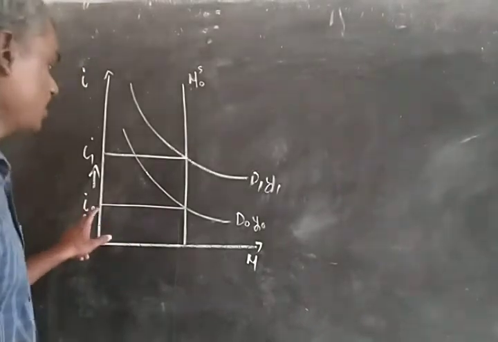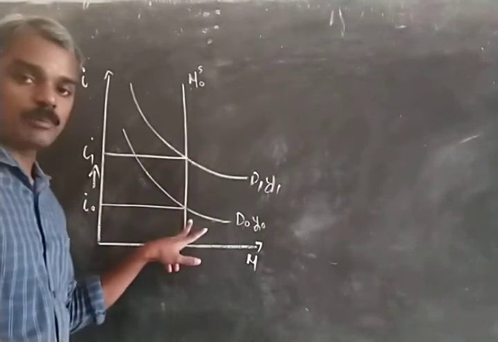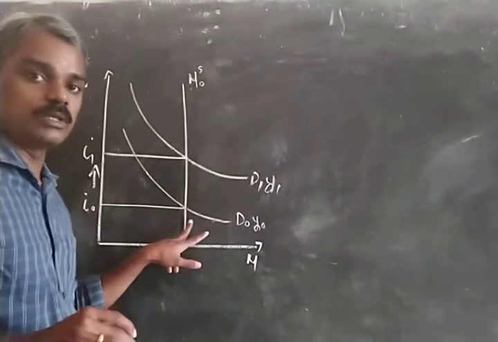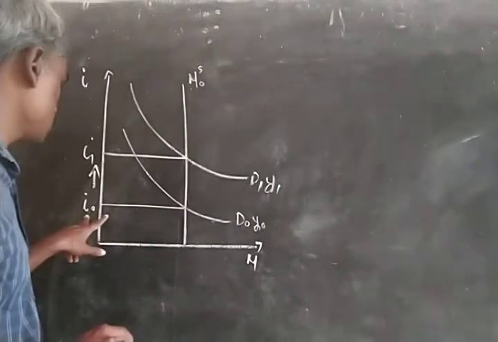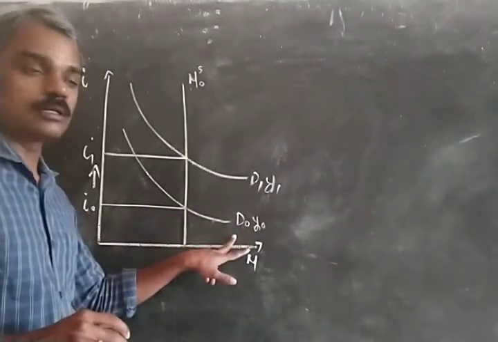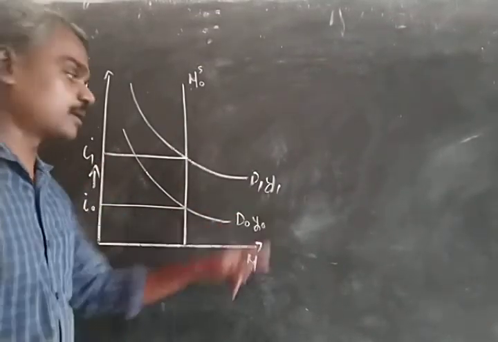So we get different combinations of interest rate and income at which demand for money is equal to supply of money, which is the definition of the LM curve, and that is how we derive the LM curve. We get one combination, I0 Y0, which brings in money market equilibrium, and another combination, I1 Y1, which also brings in money market equilibrium.